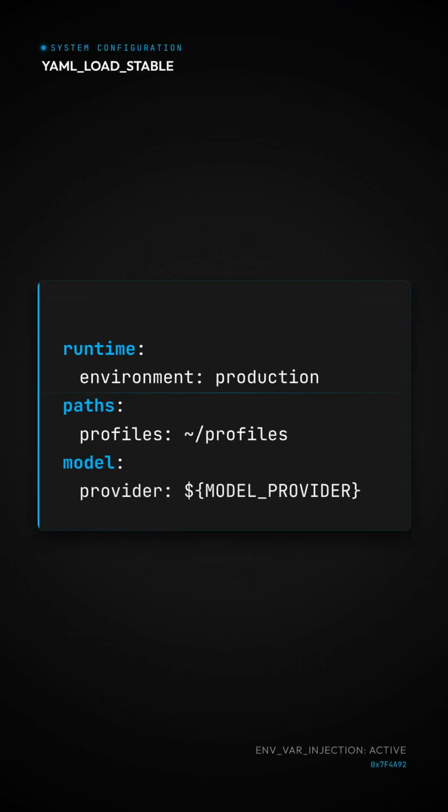With our secret safe, we provide a minimal configuration. We're not defining the full worker yet. We're just establishing the connection to the model and telling Hermes where to find its profiles and logs. This configuration is the blueprint for the runtime itself.